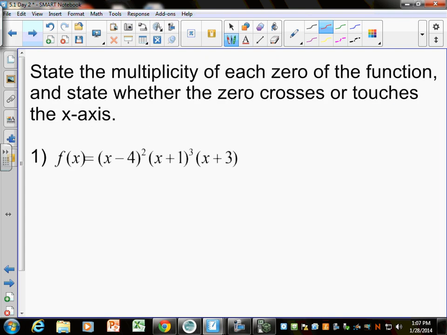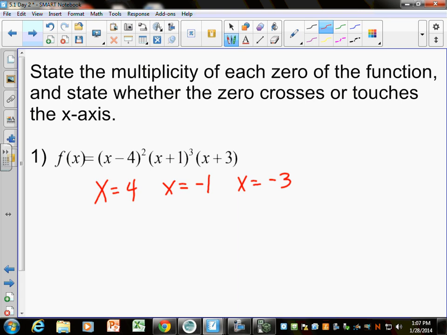But this just says, state the multiplicity of each 0 and state whether the 0 crosses or touches the x-axis. And again, right now they're all factored because we haven't dealt with that otherwise yet. So you should be able to tell me the zeros of this, because the zeros are just if you set each factor equal to 0, yes? So do you agree by looking at this, I could say there's a 0 at 4, there's a 0 at -1, and there's a 0 at -3, because the factor is x minus r, and the 0 is r.